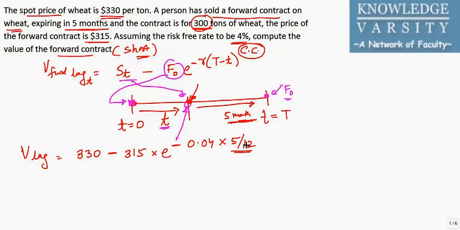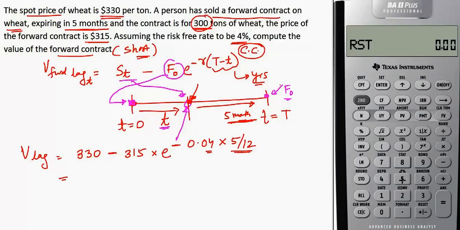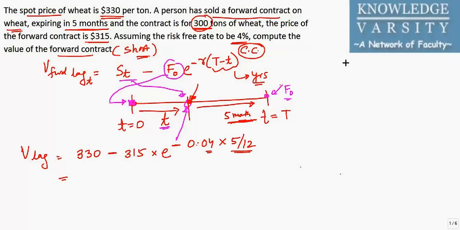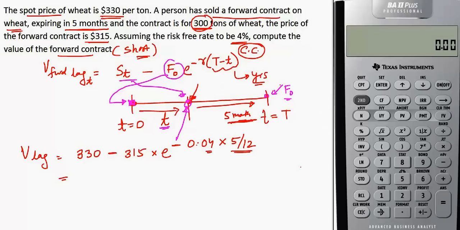Why are we taking 5 by 12? Because we need the time in years. Please note that this time should be in years because the rate is per annum. So this is the value that you have. Now you need to solve it, and we can use our BA II Plus calculator. First we compute e to the power of 0.04 into 5 divided by 12. So this is 0.02. Please note that we have to do plus minus.